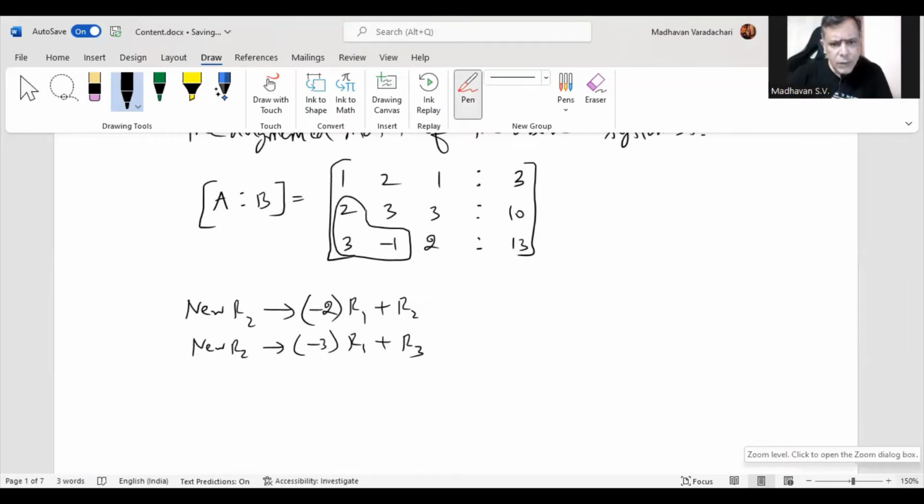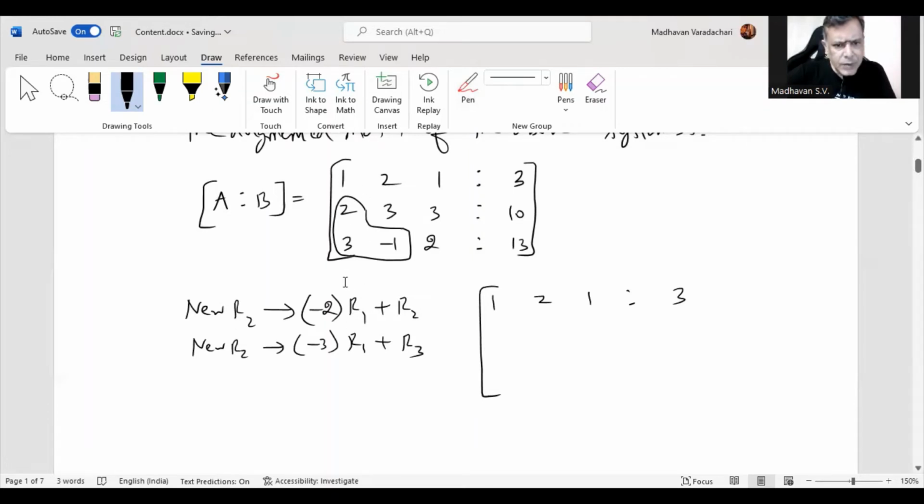Now, based on this, what will be our new augmented matrix? First row, there is no change. 1, 2, 1, colon, 3. Next one, second row will get changed, which is minus 2 times row 1 plus row 2. So it is minus 2 times 1 plus 2, it becomes 0. Then minus 2 into 2 is minus 4. Minus 4 plus 3 is minus 1. Then minus 2 into 1 is minus 2. 3 minus 2 is 1. And then minus 2 into 3, which is minus 6. Minus 6 plus 10 becomes 4.